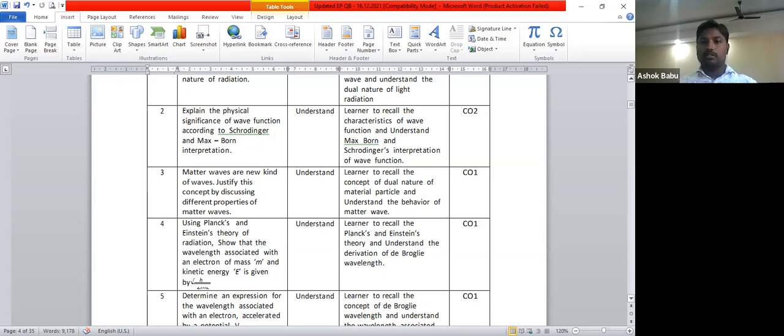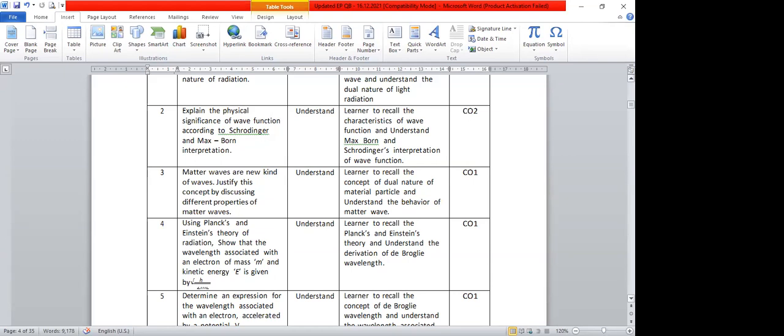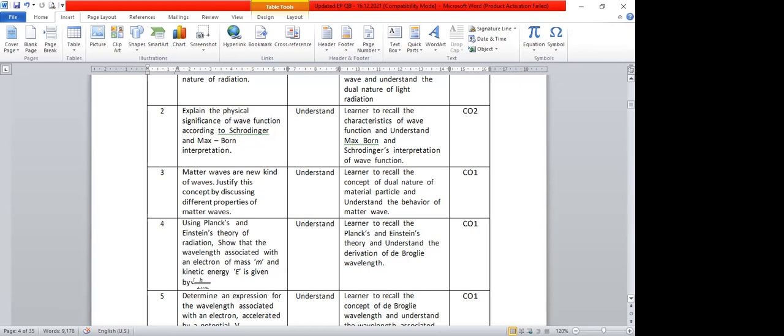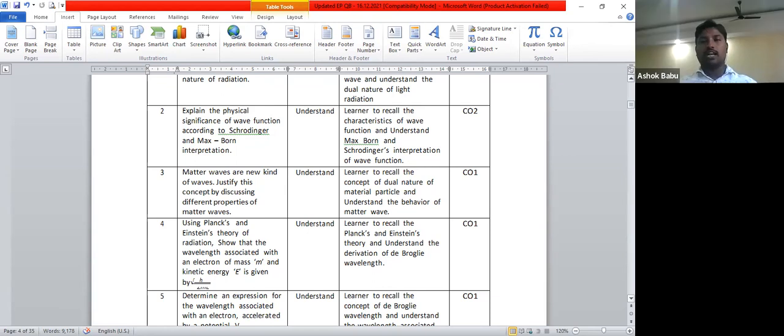m into v equals p, the momentum of the particle. The product of mass and velocity gives the momentum. So we are getting the equation for lambda in terms of momentum.